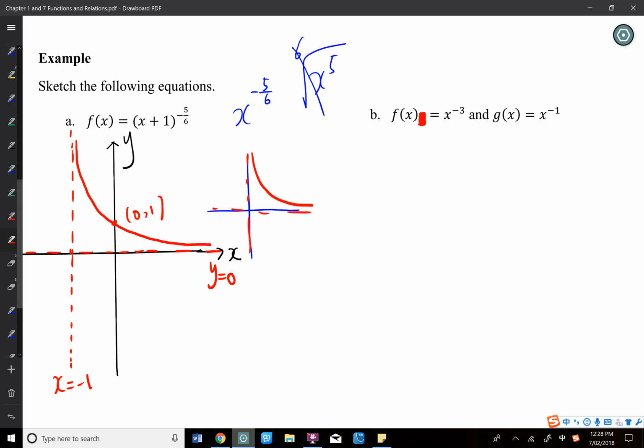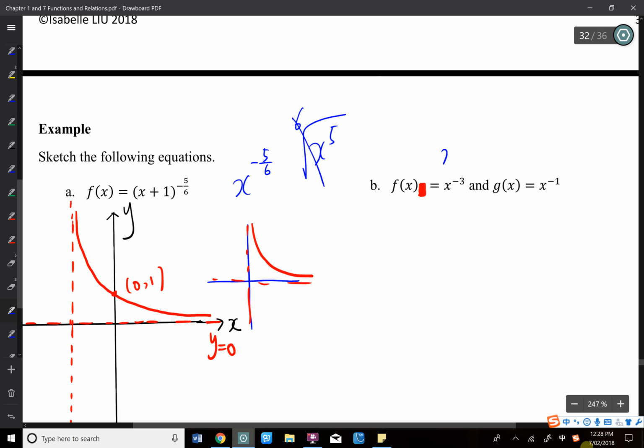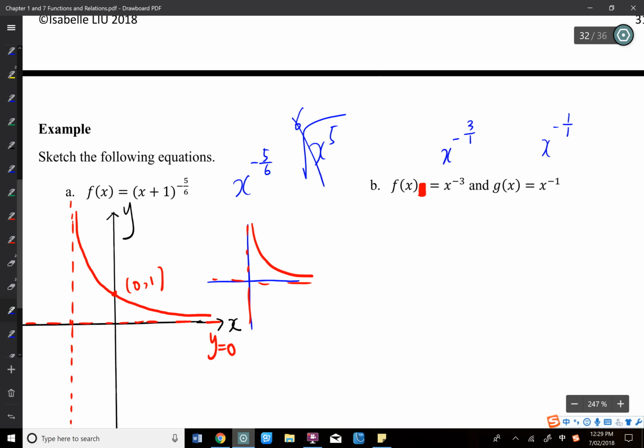Okay, x to the power of -3. We can treat -3 as x to the power of -3 over 1, and -1 is x to the power of -1 over 1. Alright, so they are the same. They are all odd over odd, odd over odd. So which quadrants will it be?